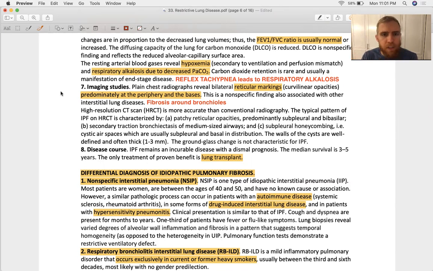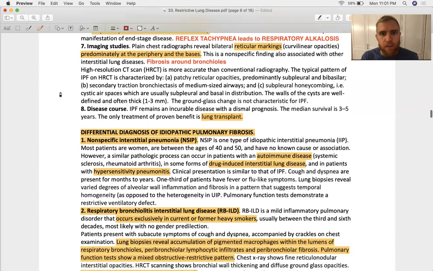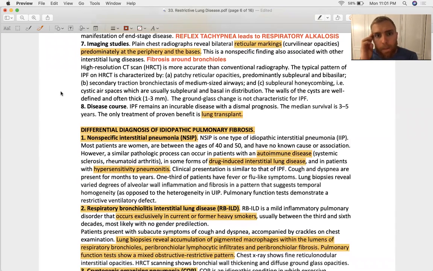You see hypoxemia, you see the alkalosis due to the increased CO2. And it's a reflex tachypnea that is mediated by cranial nerves 9 and 10, sending signals to your medulla oblongata, your dorsal respiratory group, right? And then that's going to speed up your breathing rate.